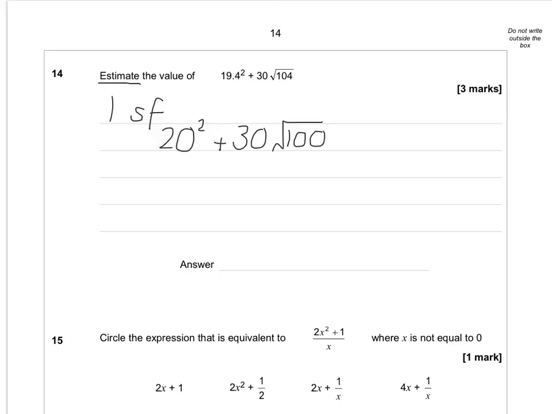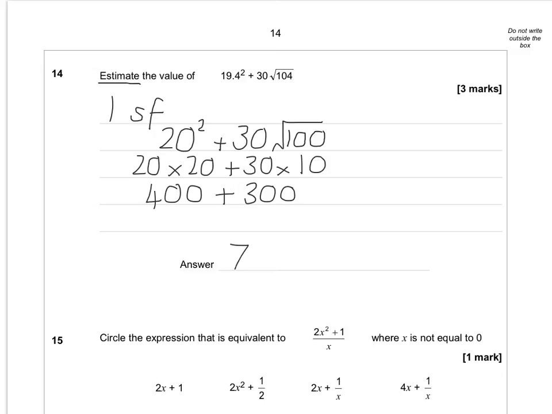Now we'll just work it out. 20 times 20, add 30 times 10, because that's what the square root of 100 is. So 20 times 20 is 400, and 30 times 10 is 300, so the answer is 700.